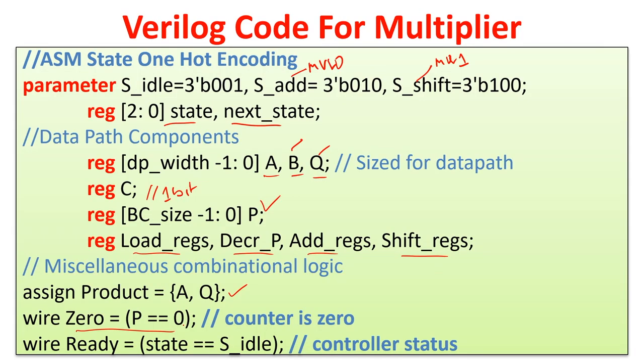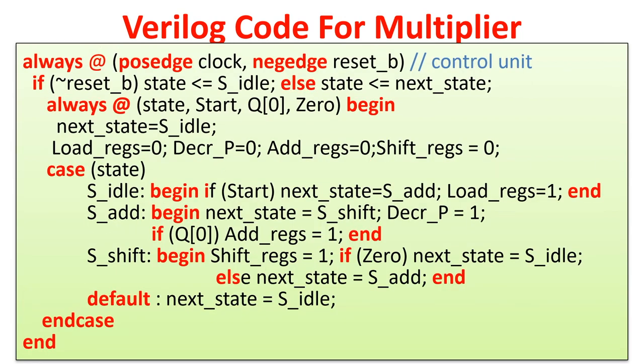This is a product assignment. Every time it is a continuous assignment: product is equal to AQ, so the A register and Q register combined, meaning string concatenation, is the result product. And this is a counter check whether zero z is 1 or not. If the counter value is 0, it raises the zero signal. Ready is equal to 1 if the state is equal to idle. And this is actually the code for the control unit.